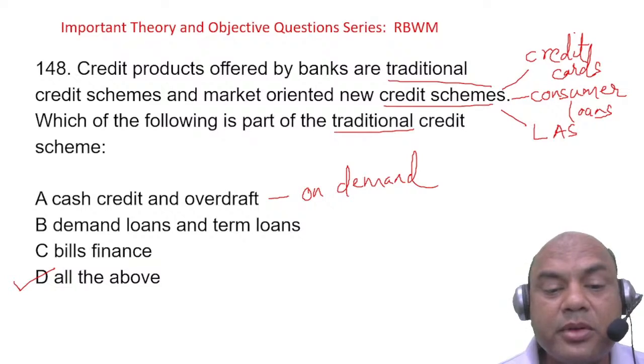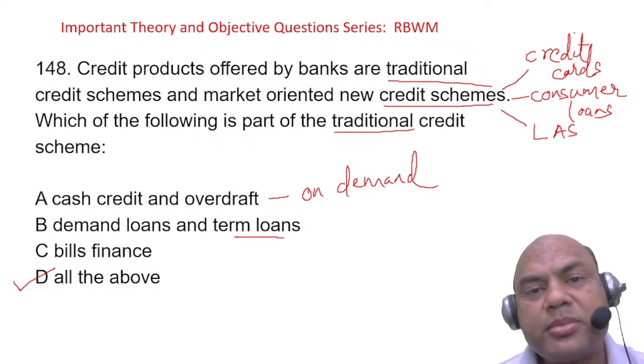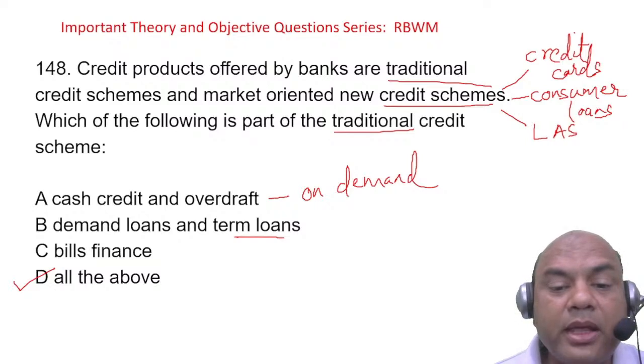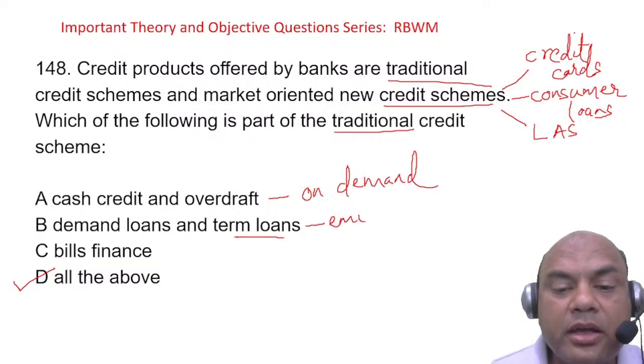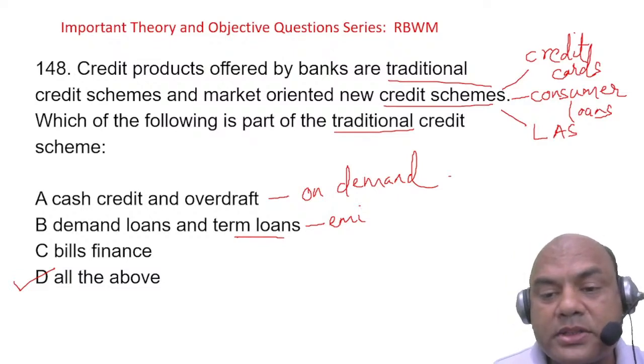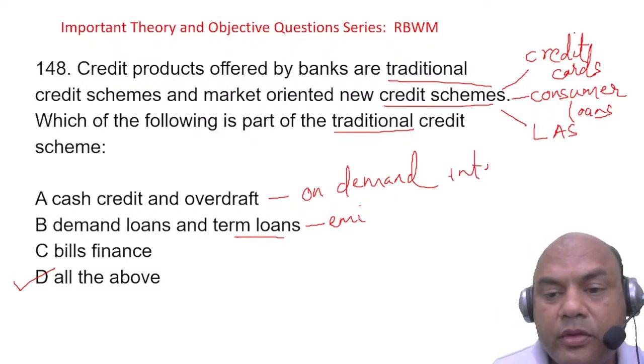Demand loans and term loans. So demand loan means it's again the same part, CCOD. Term loan means your home loan. Simple. Home loan, car loan. These are all term loans, where you pay EMI. In CCOD, we don't pay the EMI. We pay only interest over here.